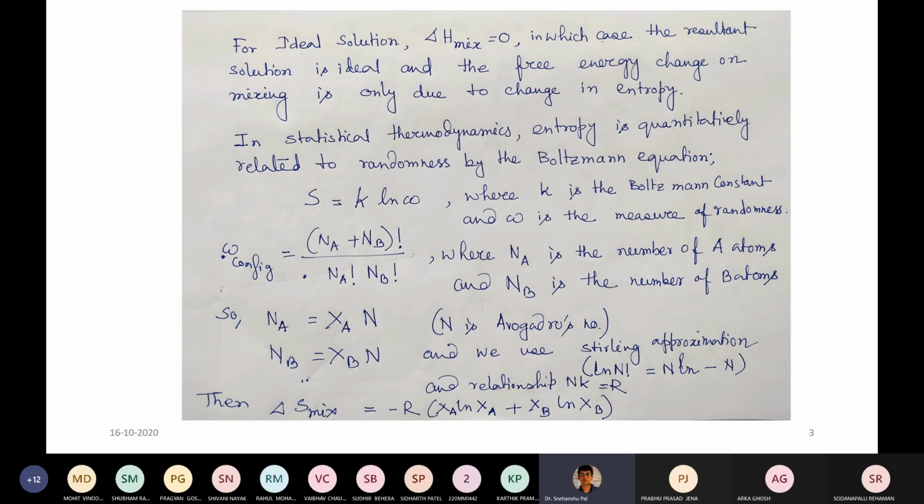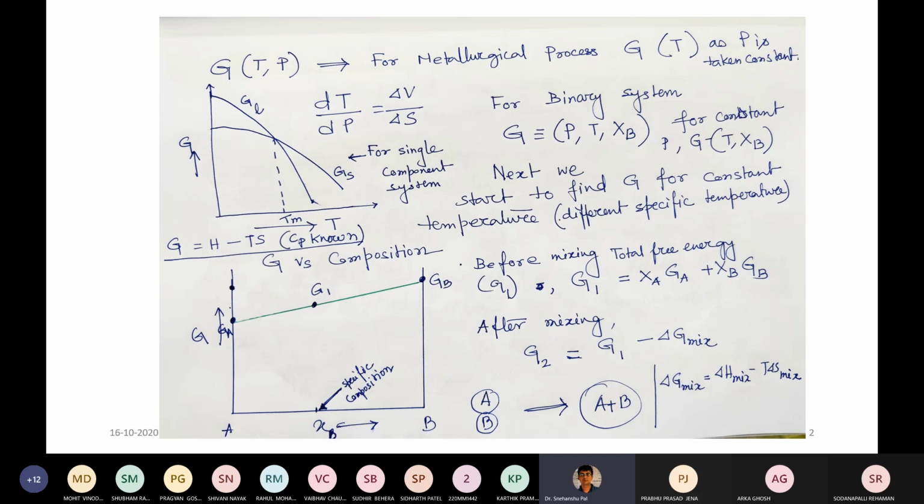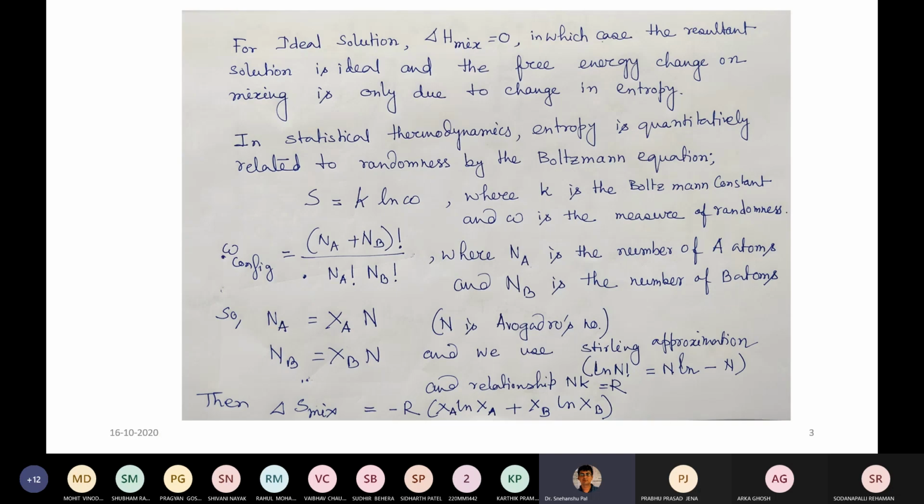Because if you go to the previous slide, del G mix equals del H mix minus T del S mix. If del H mix equals 0 for an ideal solution, then del G mix depends only on the minus T del S term. So this depends on the change in entropy, not the change in enthalpy.